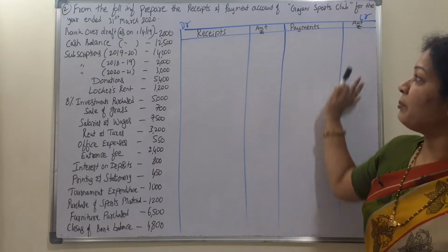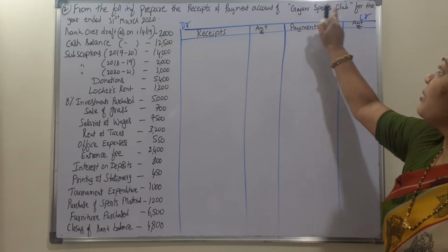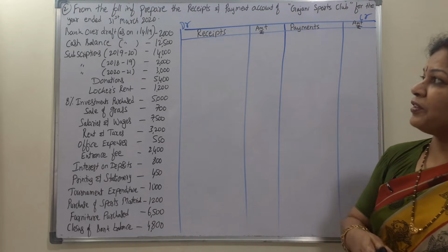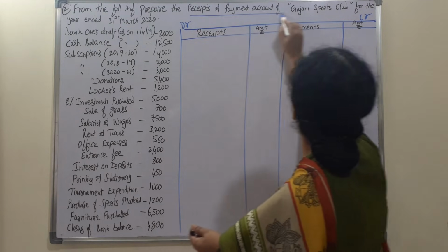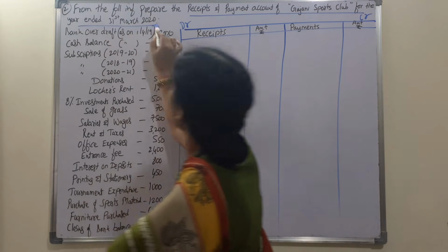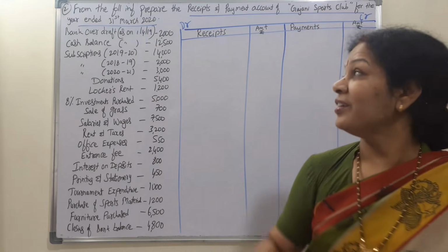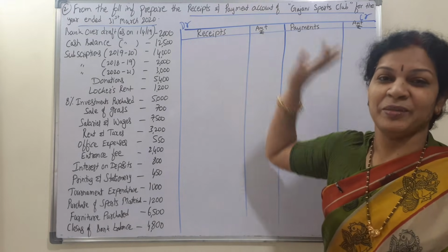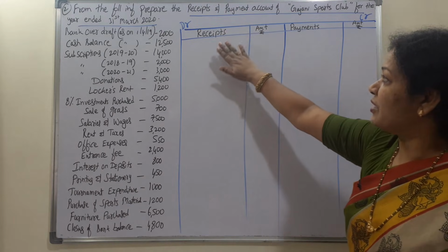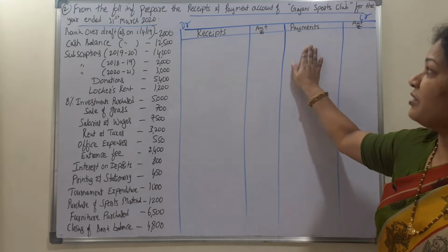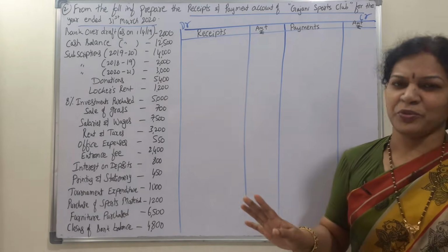I have already prepared the pro forma. You have to write the heading: Receipts and Payment Account of Gajini Sports Club for the year ended 31st March 2020. Keep the same heading as given in the problem. Now receipts go on the debit side, payments on the credit side, with amount in rupees. A simple pro forma, just like a cash book.